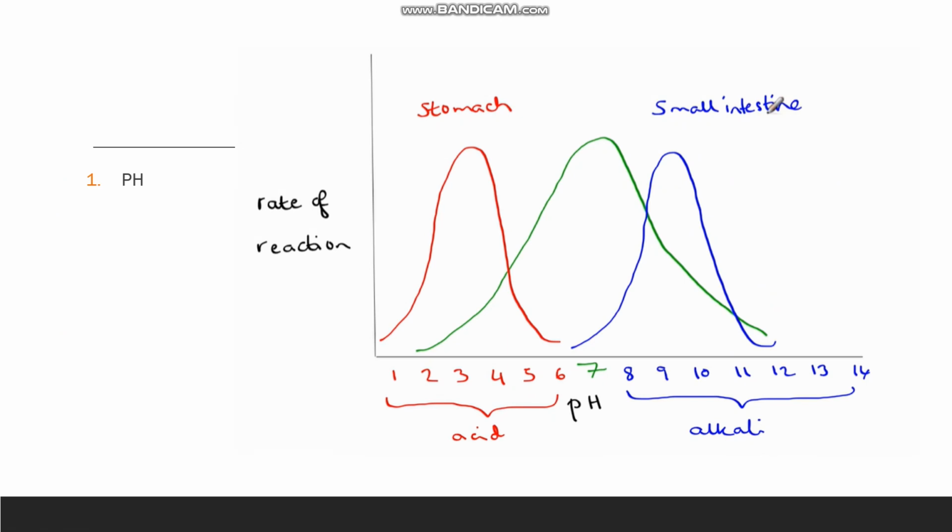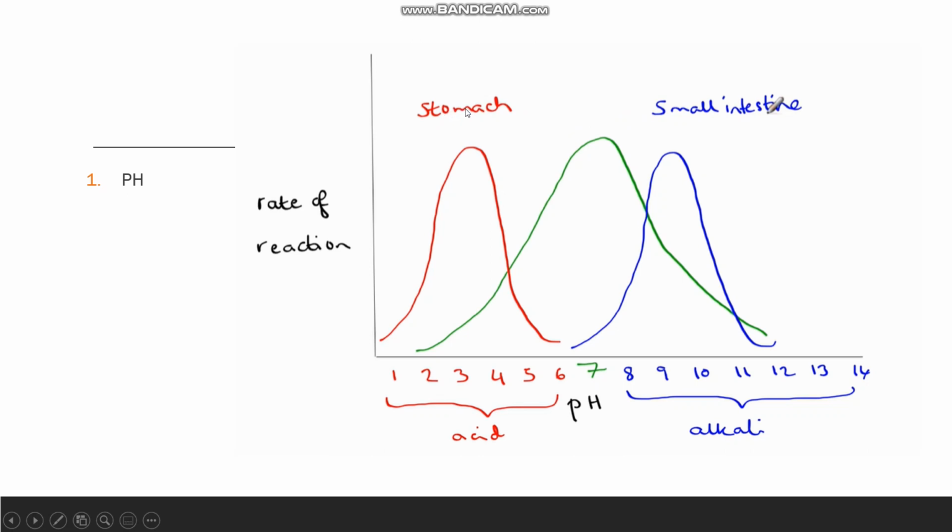So the second factor that affects enzymes is pH. So as you can see, there are many enzymes in different places of the body, so they can work in different types of pHs. So there are certain enzymes in the stomach and there are certain enzymes in the small intestine. So in the next video we're going to be going through the enzymes in the stomach and small intestine, but don't worry about that now.